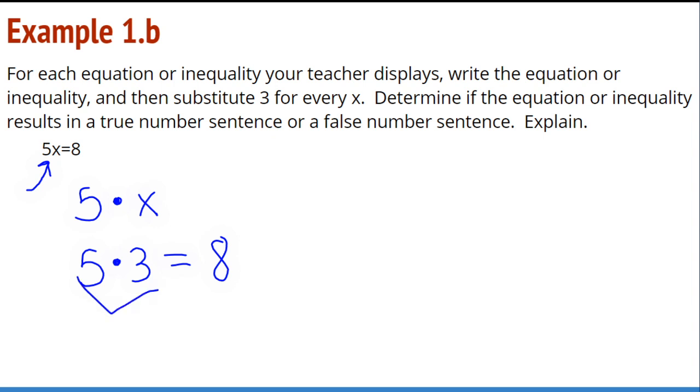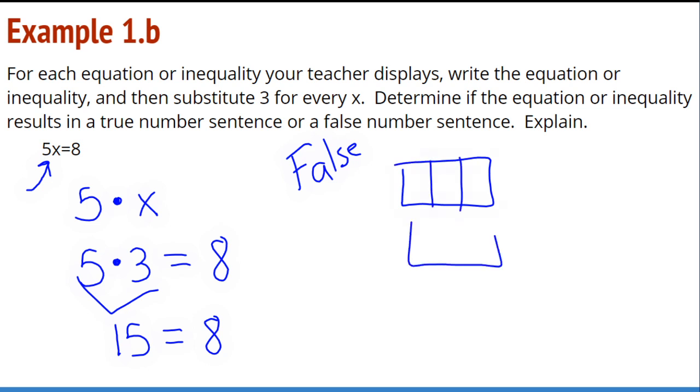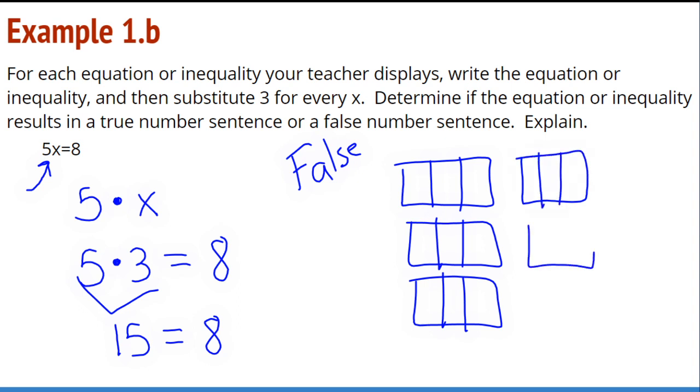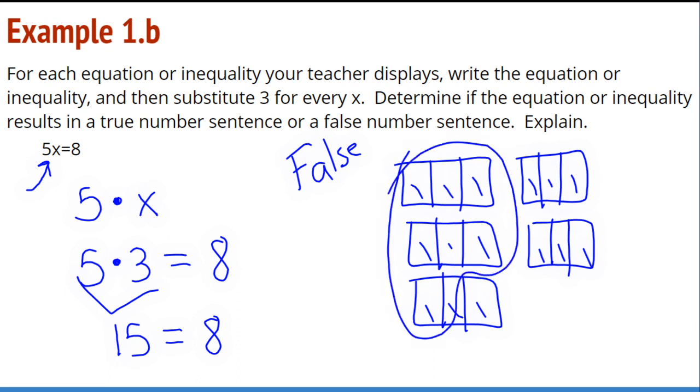Well, I know that 5 times 3 is 15, and I know that 15 is not equal to 8. So I'm going to state that this is false. And if I had to prove this with tape diagrams, I could do 5 of 3. So I have 5 of 3, and I can count 1, 2, 3, 4, 5, 6, 7, 8, 9, 10, 11, 12, 13, 14, 15. Well, 8 was clear back over here. So 15 does not equal 8. This is a false statement.